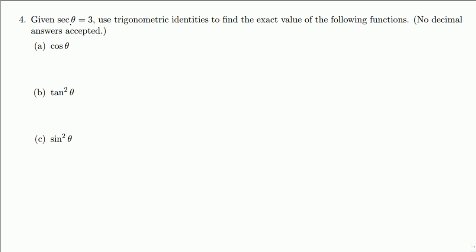We know that secant is the reciprocal of cosine. That means cosine is also the reciprocal of secant. So cosine is 1 over secant. So secant is 3, so 1 over 3.